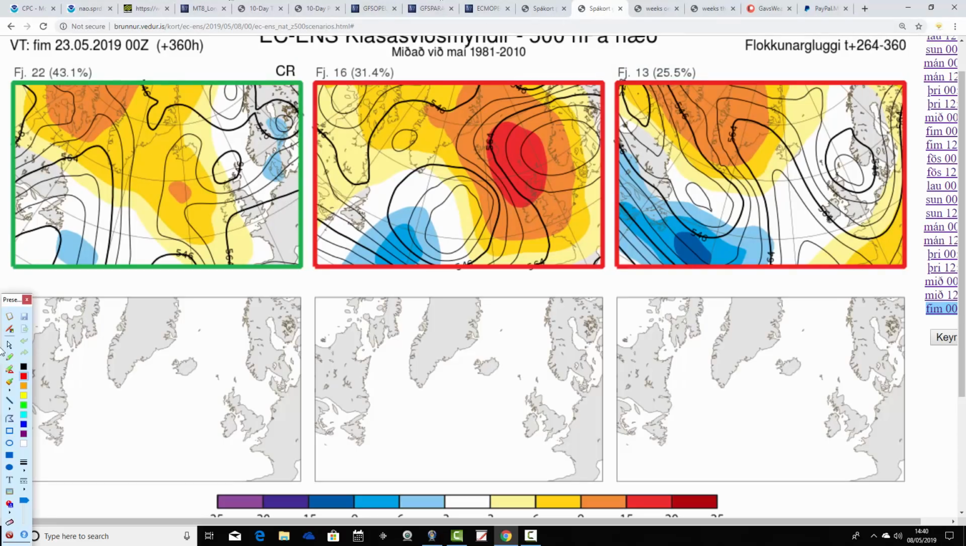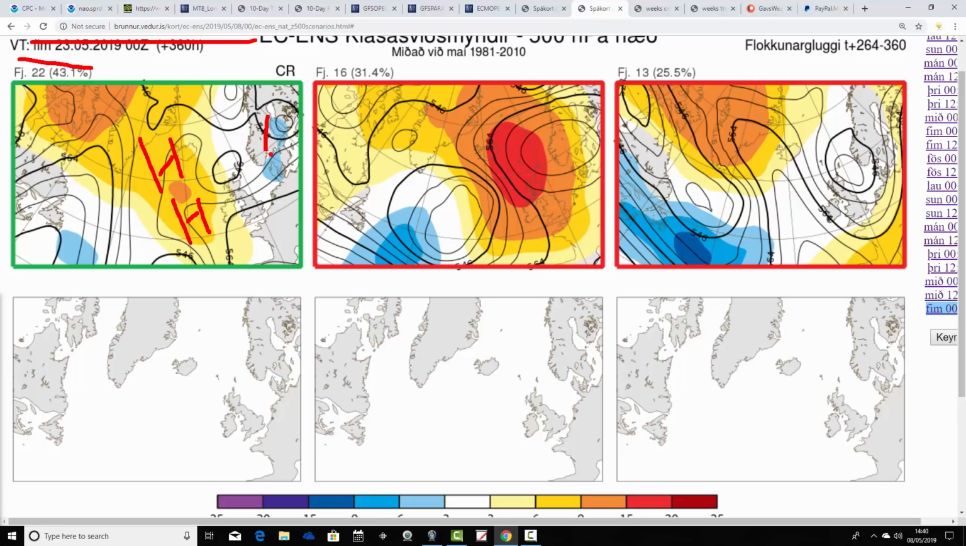In 2 weeks' time, these are the options that we've got. This is taking us to the 23rd of May, 360 hours away, 2 weeks away. And we've got 22 members of the ECM ensembles with high pressure out to our west, low pressure or a shallow trough to our east, mainly dry, blocking off the Atlantic, but quite cool. Winds are in from the north with those.